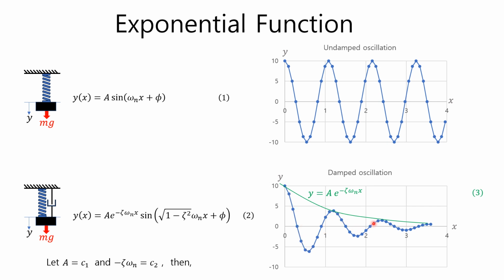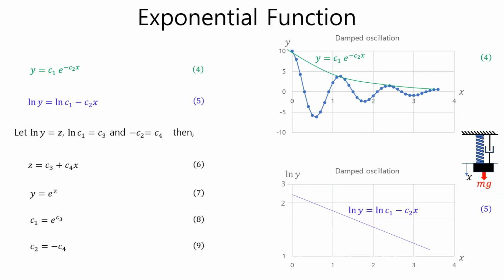If you connect the peaks that change with time as shown in the figure on the right, you get equation 3, which can be expressed as the green curve. The green curve in equation 3 is the product of the coefficient a and the exponent part of equation 2. If a is c1 and minus zeta omega n is c2, we can linearize the exponential function. The derivation process of this equation will be covered in the next vibration noise video, and in this video, we will focus on how to find c1 and c2.